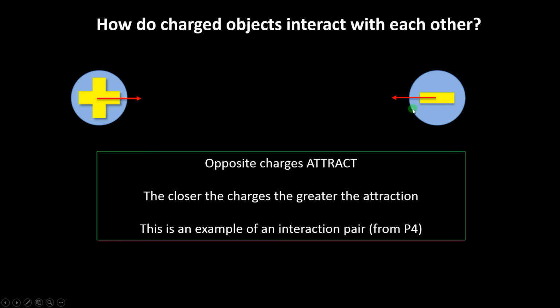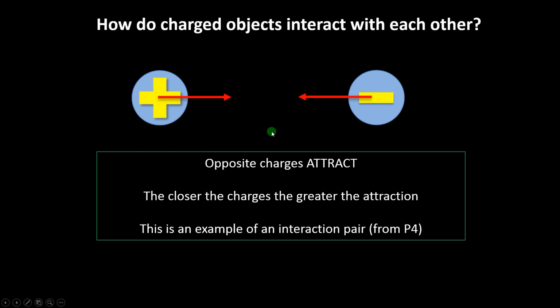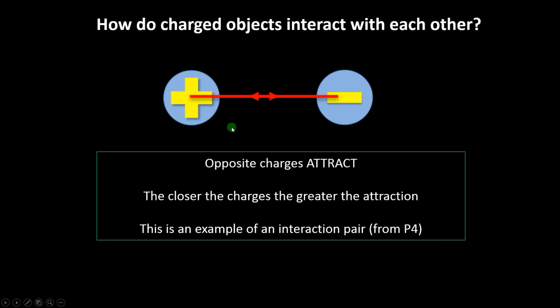And again, far away the forces are quite weak. We've got relatively short arrows. If we move these two objects close together, the forces get stronger. So charges that are close together have stronger forces between them. That's a really important point for the next bit we're going to explain. So that's charged objects interacting with each other.